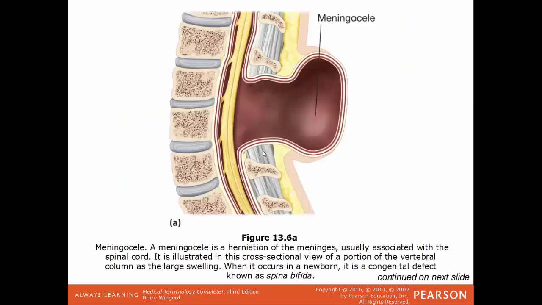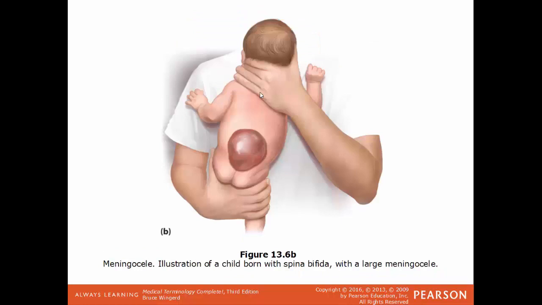In this illustration, we have an example of a meningocele. This is the herniation of the meninges. It's basically poking its way through the space between these vertebrae. And this illustration is of a child that has not only spina bifida, but also a large meningocele, where the spinal column did not fuse completely, so the contents of the cord or of the spinal column are able to protrude outside of the body.